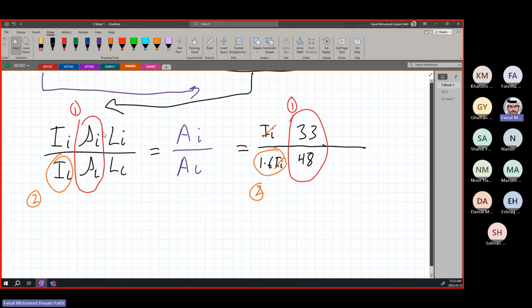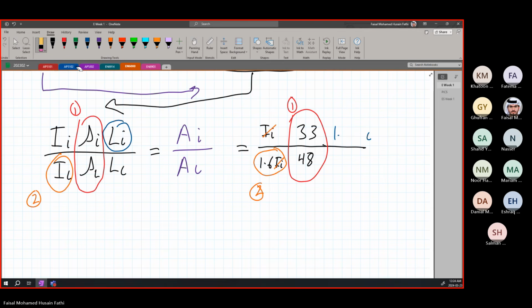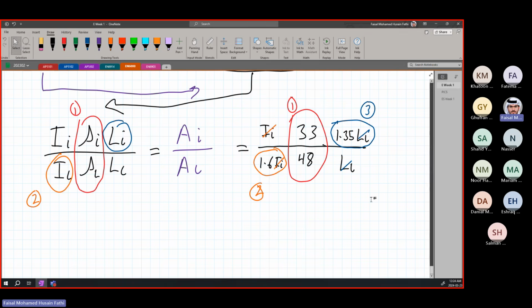Where is the length of iron? At the top over here. This is the length of iron. We're just going to substitute 1.35 times the length of lead over 1.35 LL over LL. LL and LL will cancel. Again, this was just a substitution from what we already had.